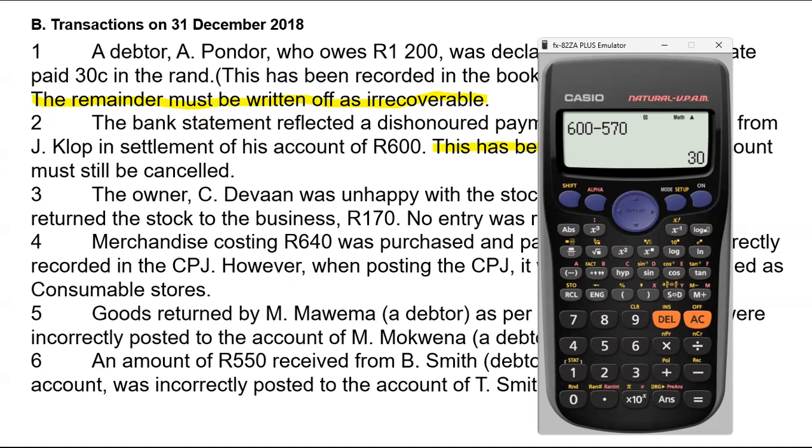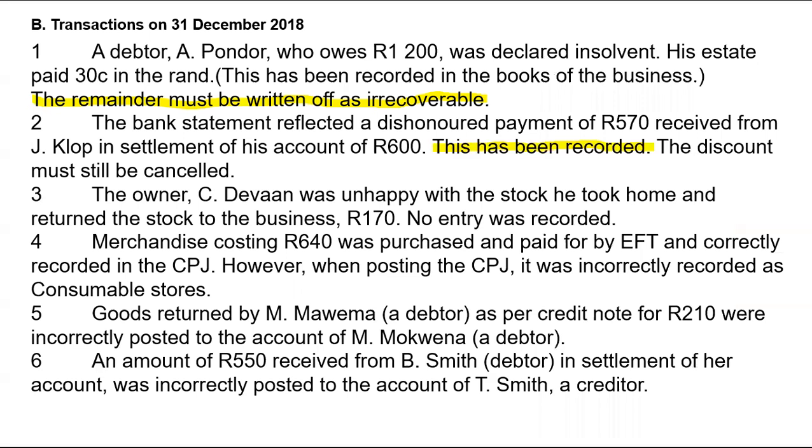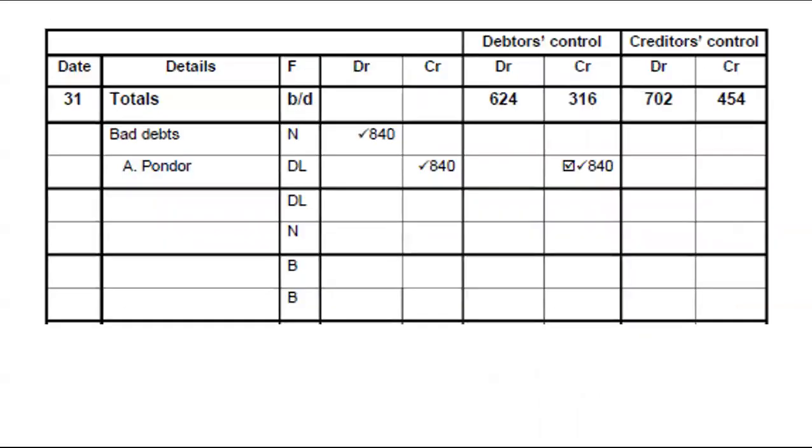Note that discount allowed is an expense. To cancel it, we need to reduce our expense by crediting it. However, J. Trop will owe us that 30 rand. We initially reduced his debt by 30 rand, but now we need to increase it by 30 rand because the initial amount that was received has been dishonored by the bank, and therefore we need to increase the debtors control. At the same time, we need to reduce our discount allowed, reducing our expense by 30 rand.